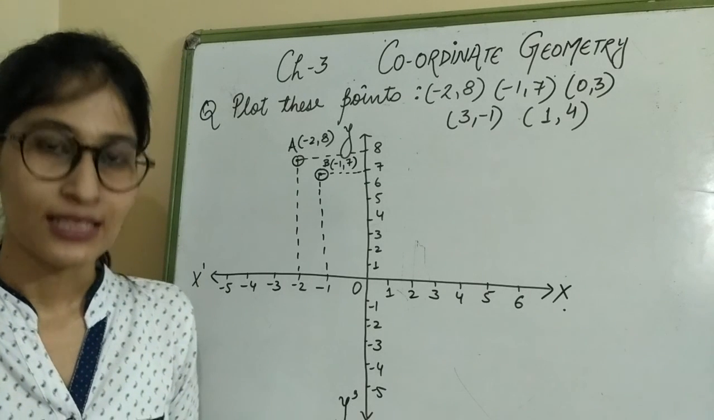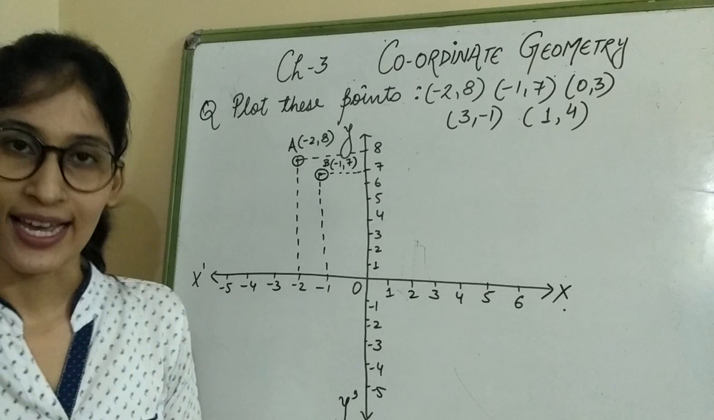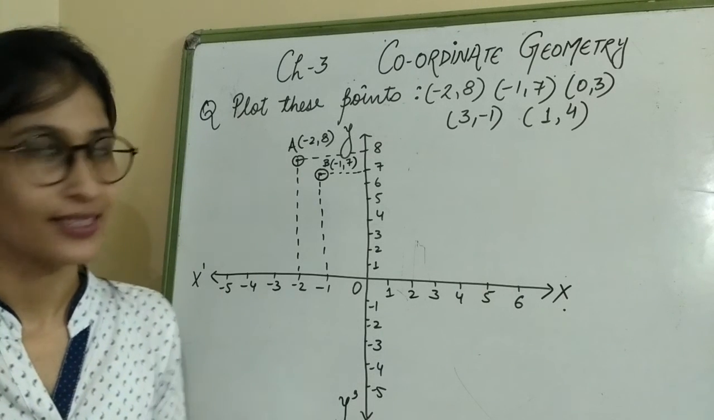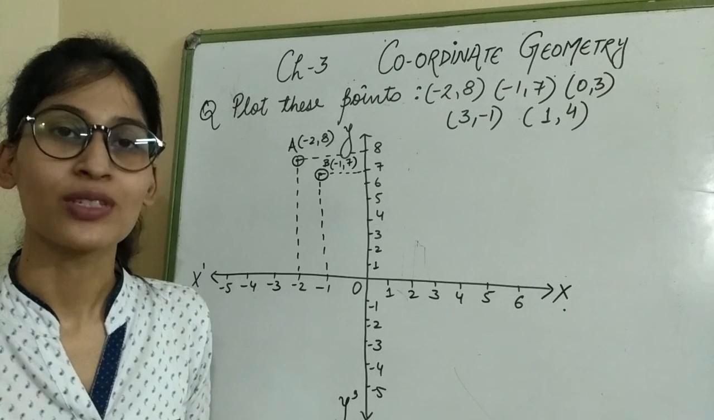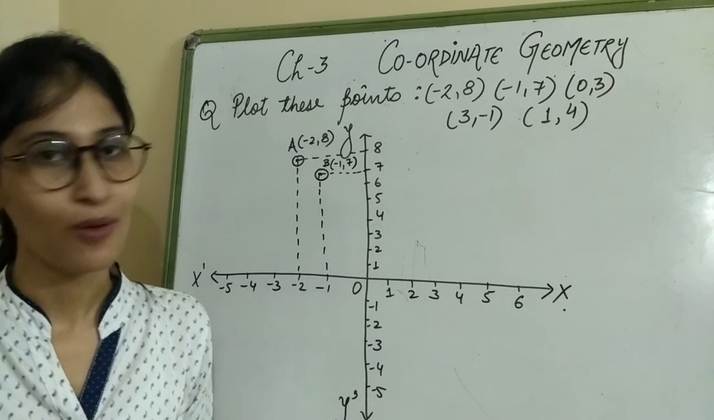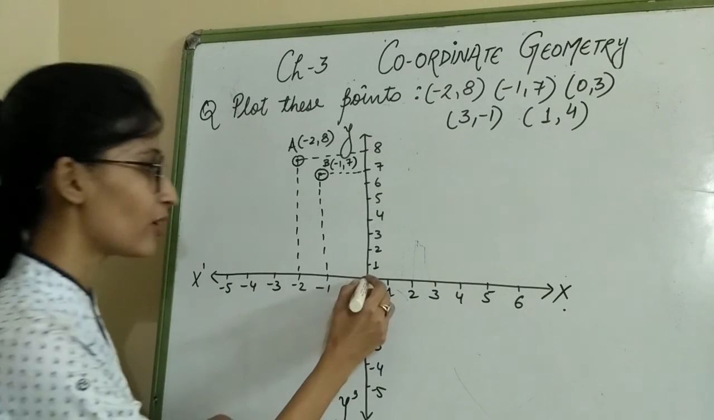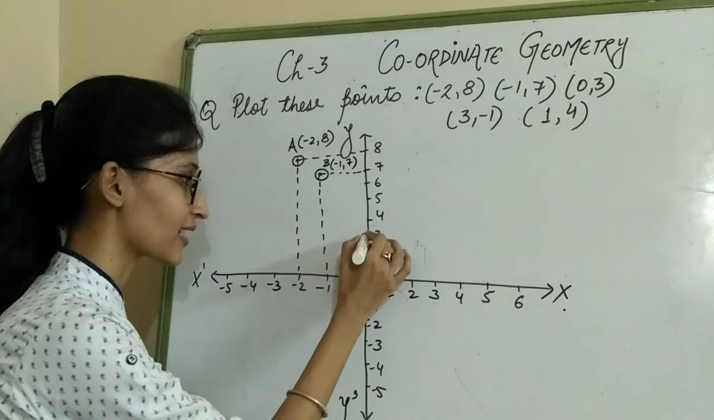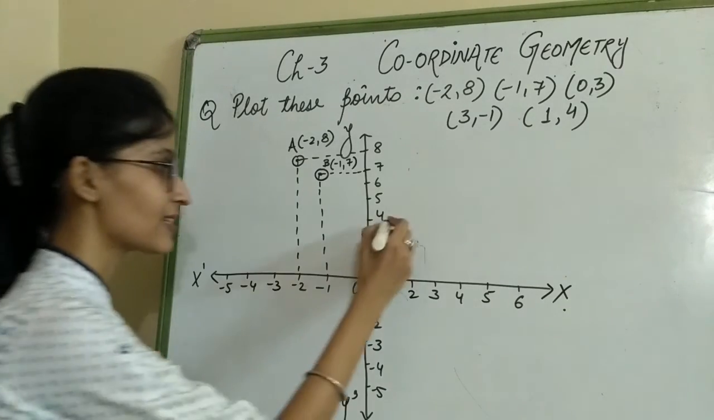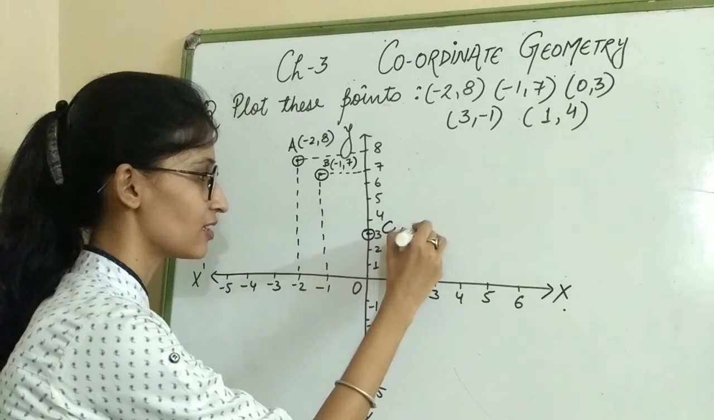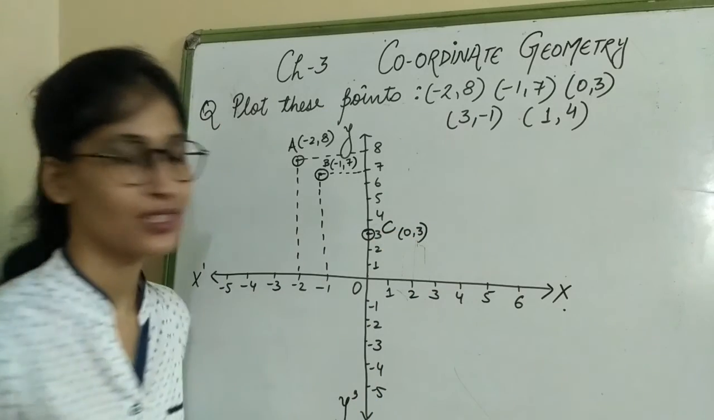Next we have to denote the point (0, 3). 0 means this point is lying either on the x-axis or the y-axis. Here the x coordinate is 0. This shows that the point will be lying on the y-axis. With x coordinate 0, travel on the y-axis till you reach 3. Let's say this is my point C, (0, 3).